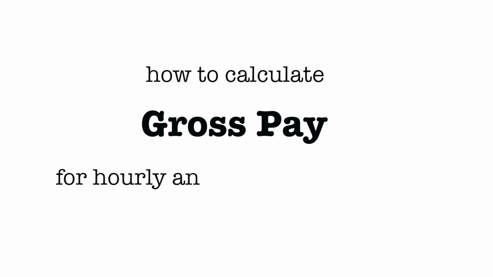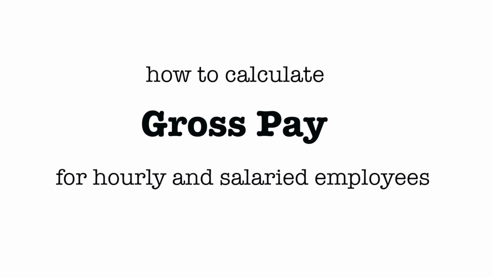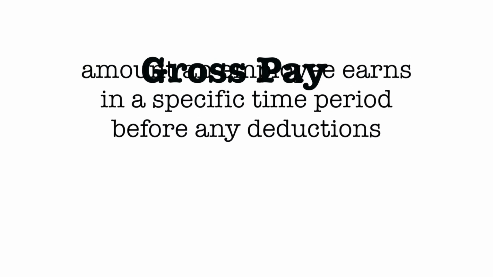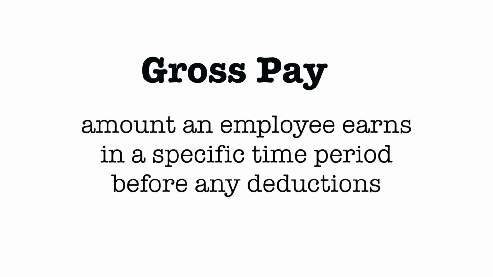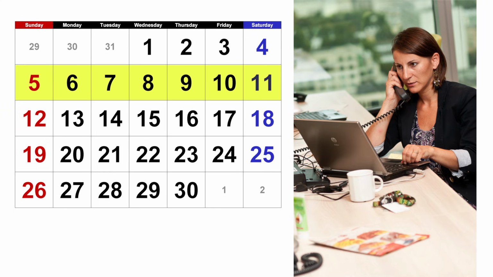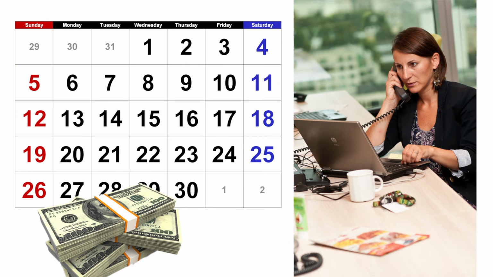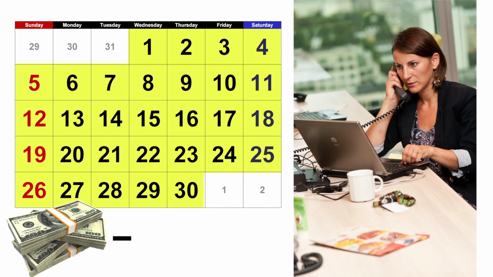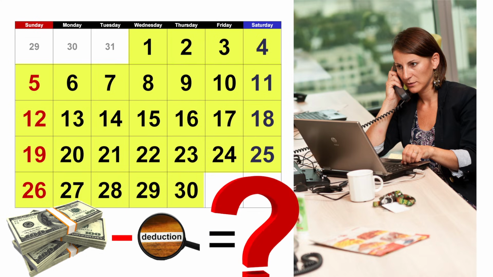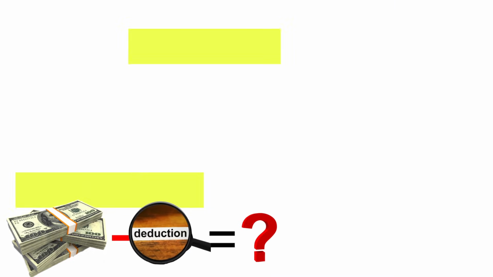This video is about how to calculate gross pay for hourly and salaried employees. Gross pay is the amount of money an employee earns in a specific time period before any deductions. If an employee is paid weekly, she will be interested in her weekly gross pay. If she's paid monthly, she will want to know her monthly gross pay. But remember, the gross pay is always before deductions, so what the employee actually takes home will be different.